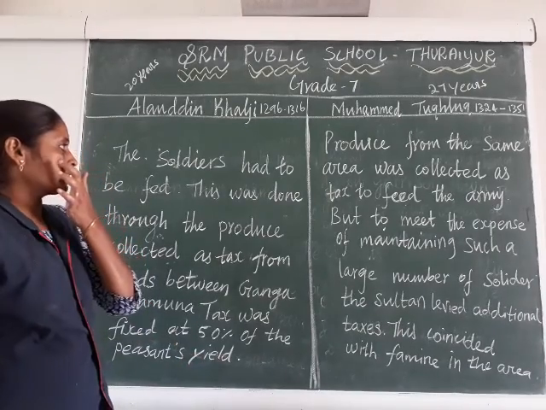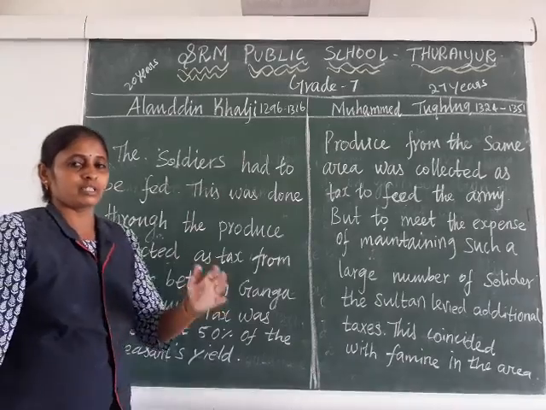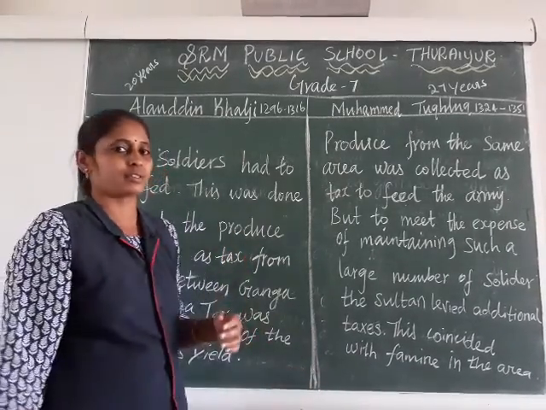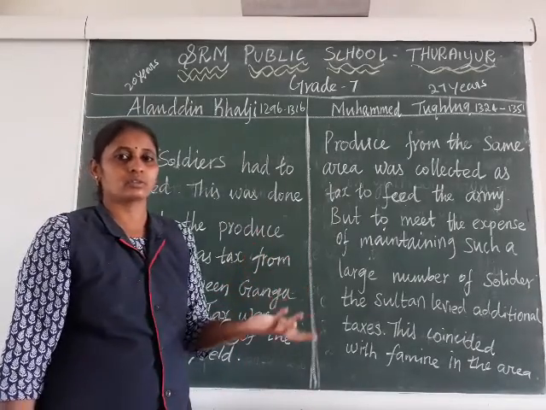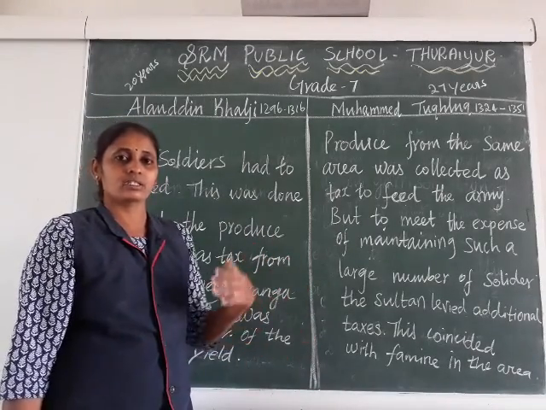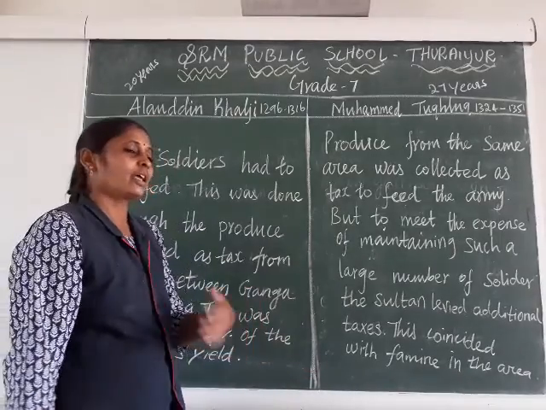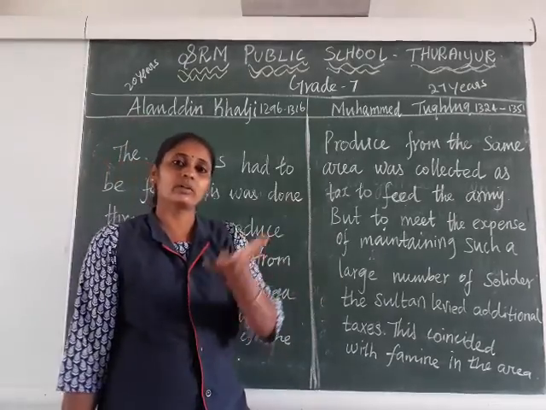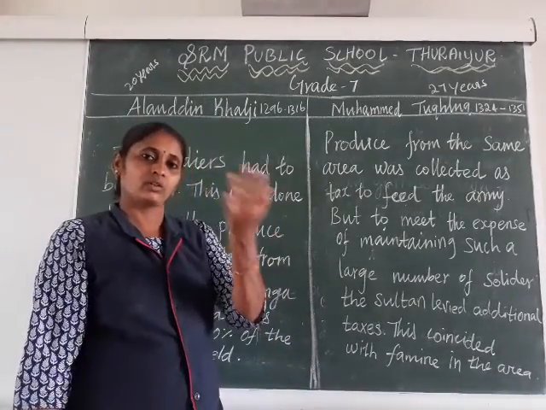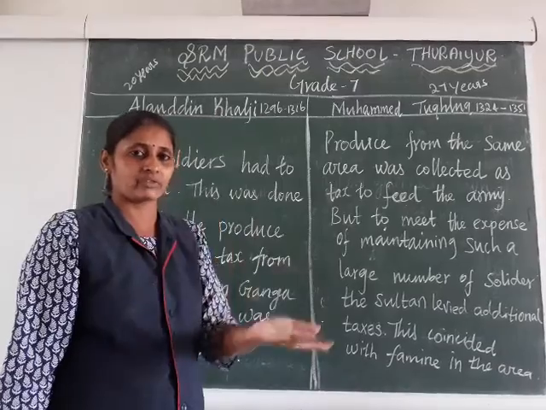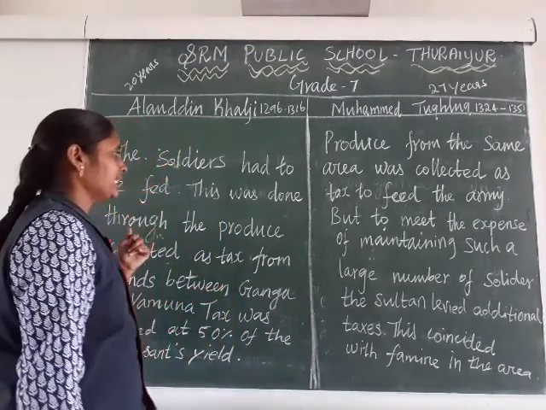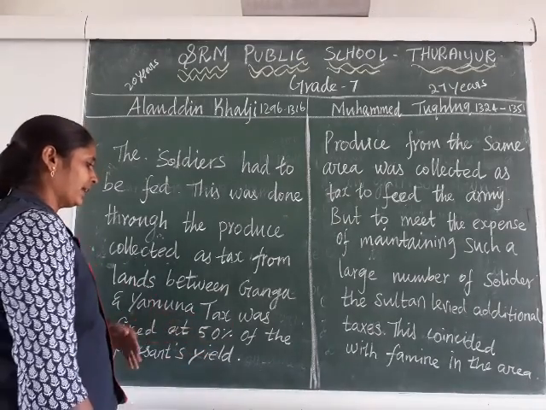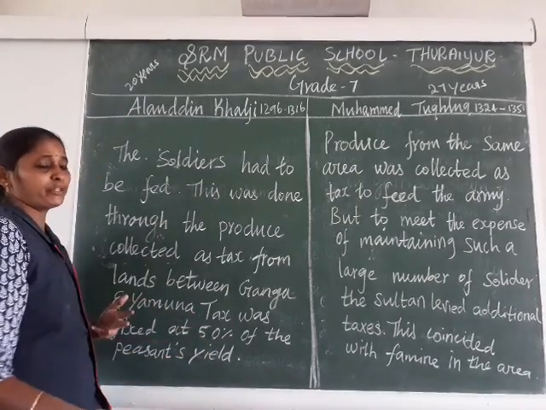So the third one is, see, whenever they are maintaining soldiers, they have to pay salary to the soldiers. Okay, so in those days there was no currency. So instead of currency, instead of cash, they paid by another method. Okay, so for paying, the government needs income. So the government wants to collect tax from people. So during the Khilji period, to pay the soldiers, he collected tax from the peasants.